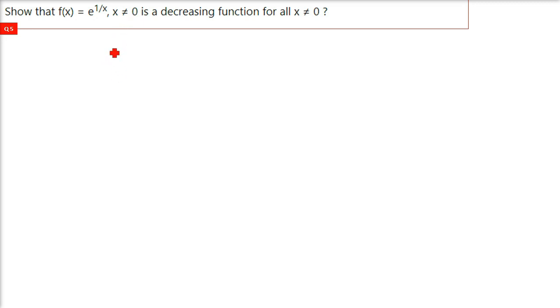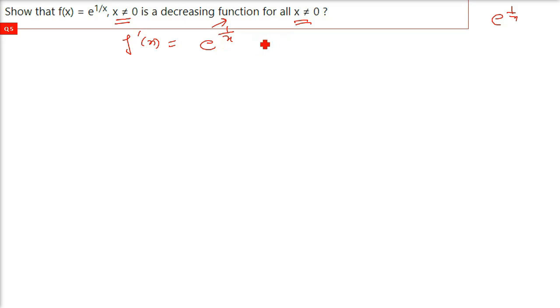Show that e raised to 1 by x, x not equal to 0, is a decreasing function for all x not equal to 0. What they have given, x not equal to 0, has just been given because if x is 0, 1 by 0 will be infinite. e raised to the power infinite will be infinite because e is a constant number. That is why they have given x not equal to 0. But e raised to 1 by x will always be decreasing. So just find out f dash x. e raised to 1 by x. Differentiation of e raised to something will always be e raised to something.